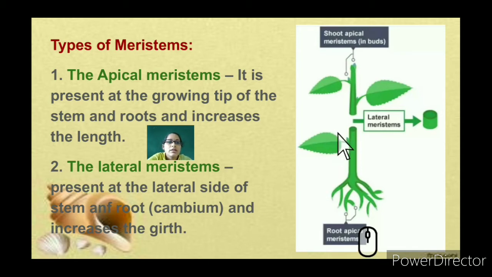So let's understand now the second type of meristem. It is the lateral meristem. You can see here, when the shoot, that is the stem, is cut open, present inside is the cambium. This cambium of the stem and root increases the girth. Girth is the width of the plant.